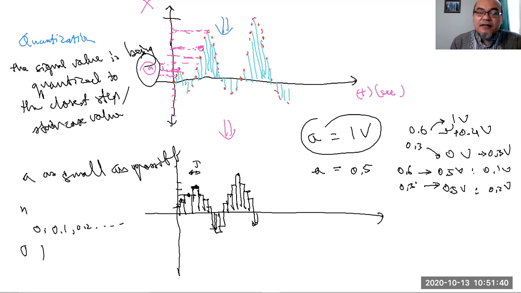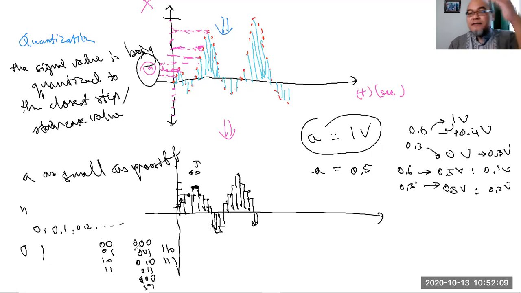Then it means, depending on how many bits we have, let's say if we have 2 bits, then we can represent 00, 01, 10, 11. If we have 3 bits, we have 000, 001, 010, 011, 100, 101, 110, 111. So 8 levels of data.